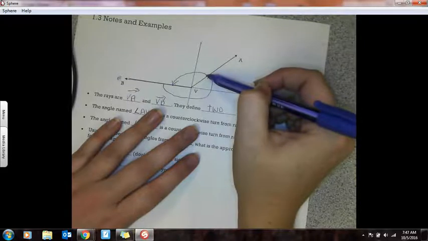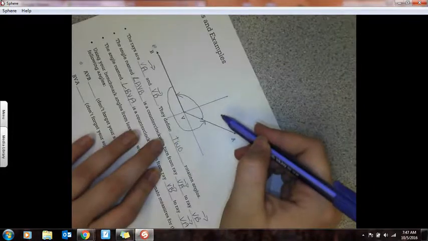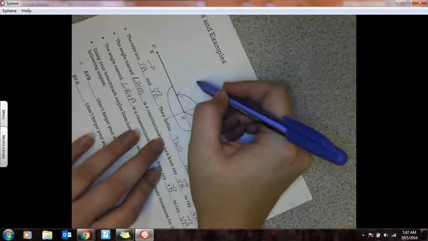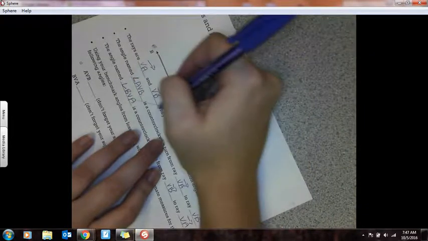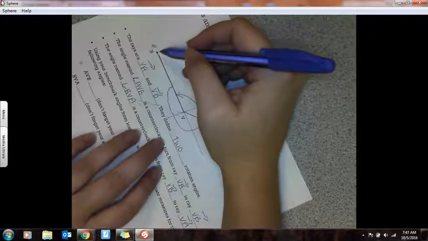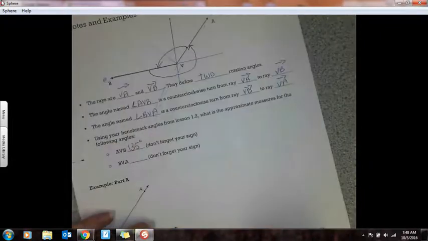It opens up. Straight up and down would be 90. Straight across would be 180. This is about halfway in between, and we know that is about 135 degrees. It might be helpful to open up your notebooks to your benchmark angles to take a look at that as well. I'm going to do that myself so I have them in front of me.